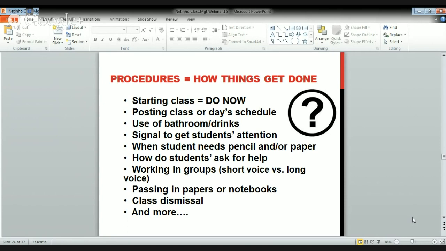And there's a lot more procedures. And I want to give you a hint on this. If you Google Procedures and Routines by Harry Wong, it is a document.